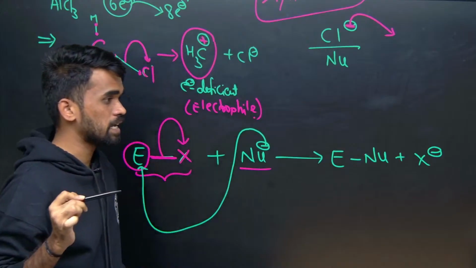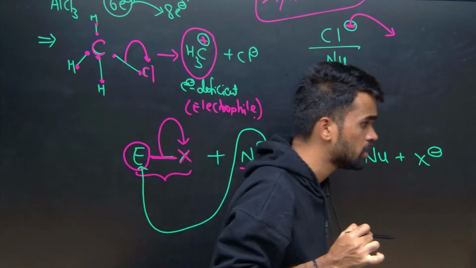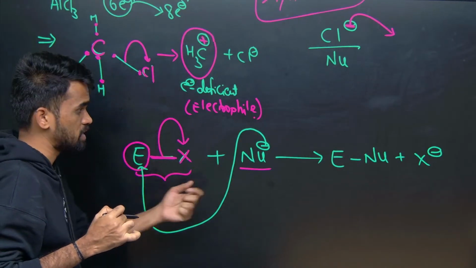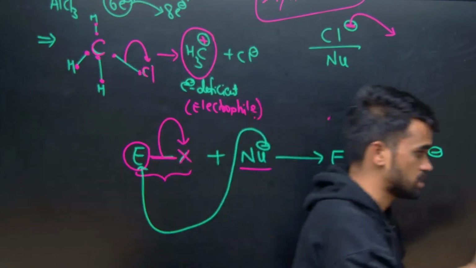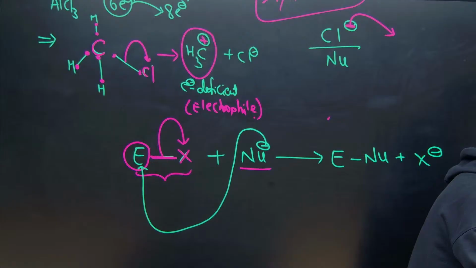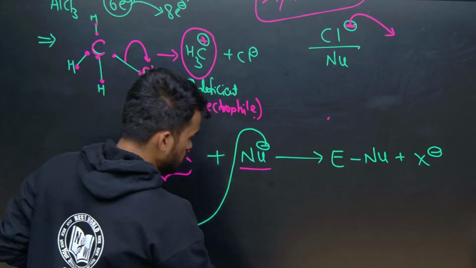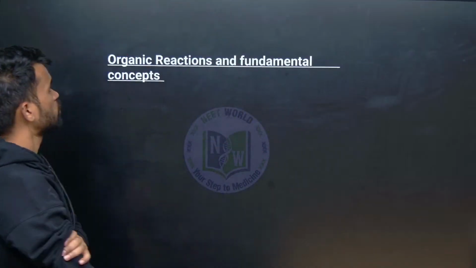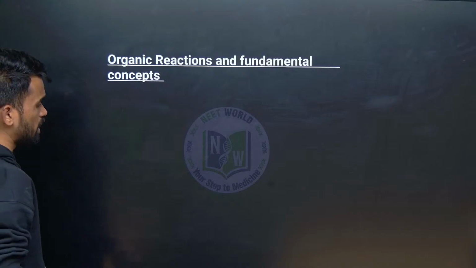Okay, hope it is clear what's happening here, right? This electron rich species is coming and attacking this electron deficient site and forming a product like E-Nu. Hope it is clear now? Then next, what do we have here? So, the fundamental reactions, I hope it is clear. Now I will be giving you one more example.